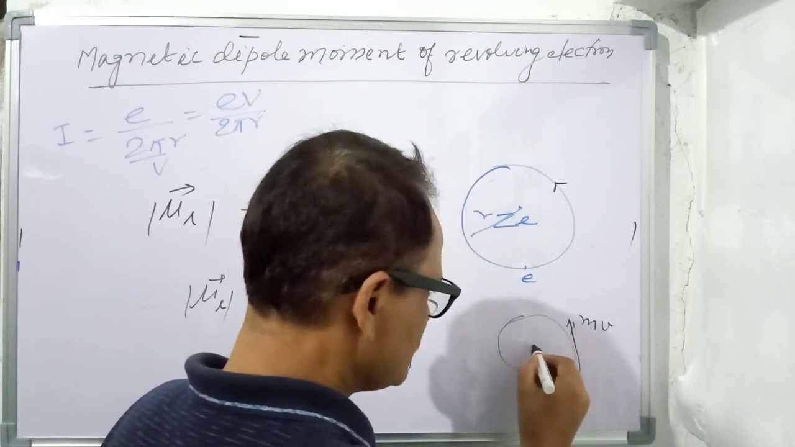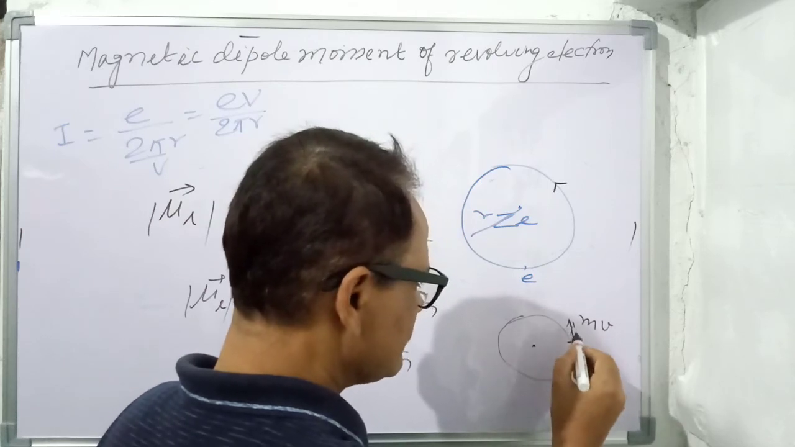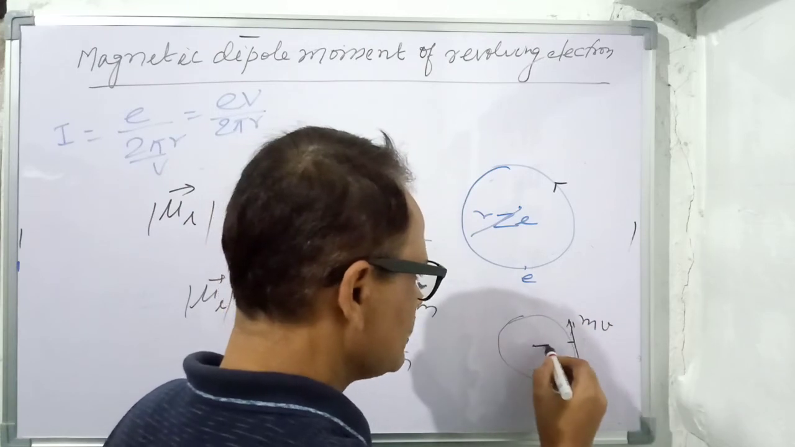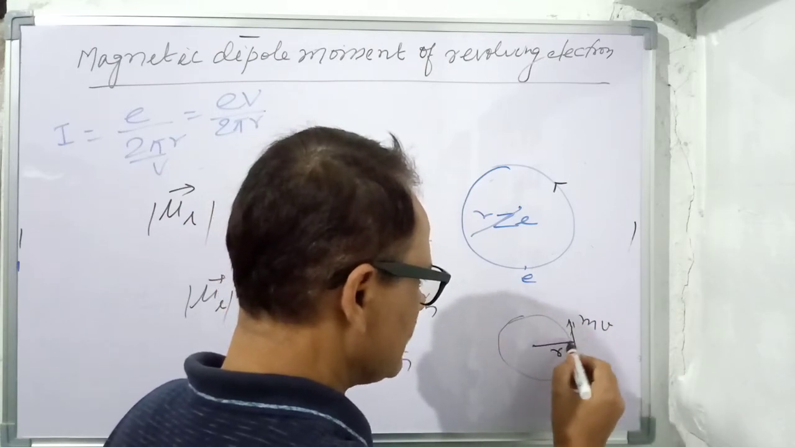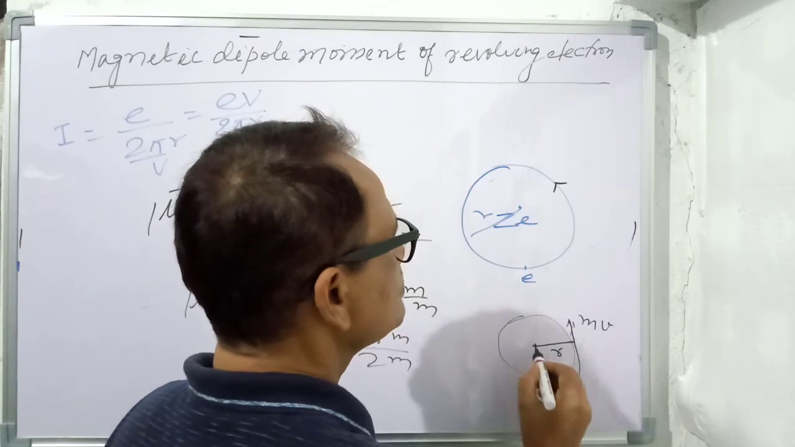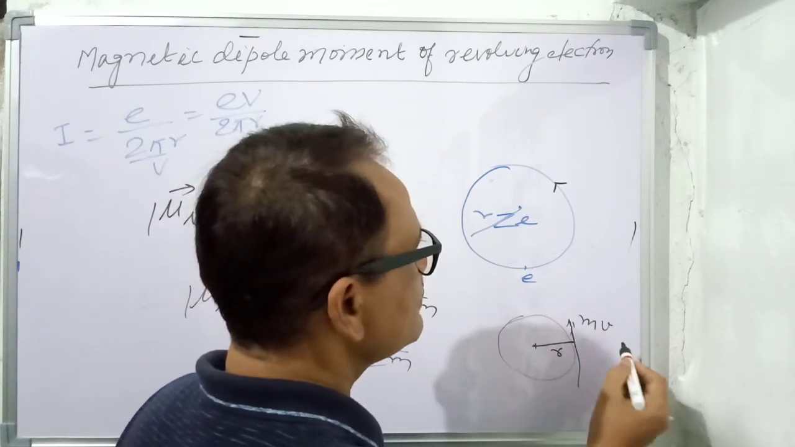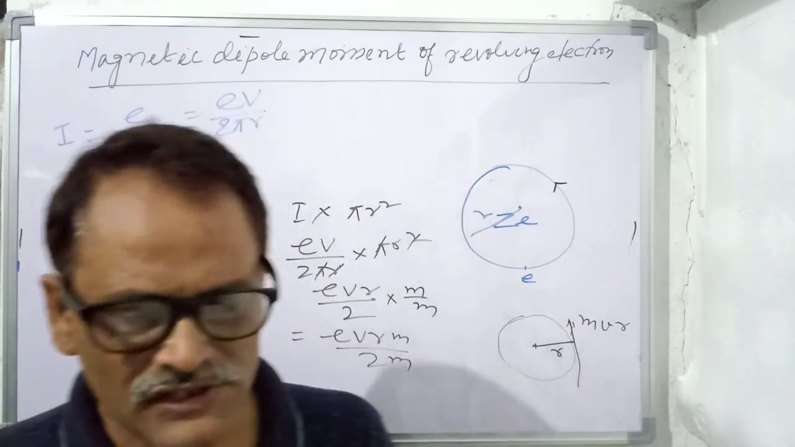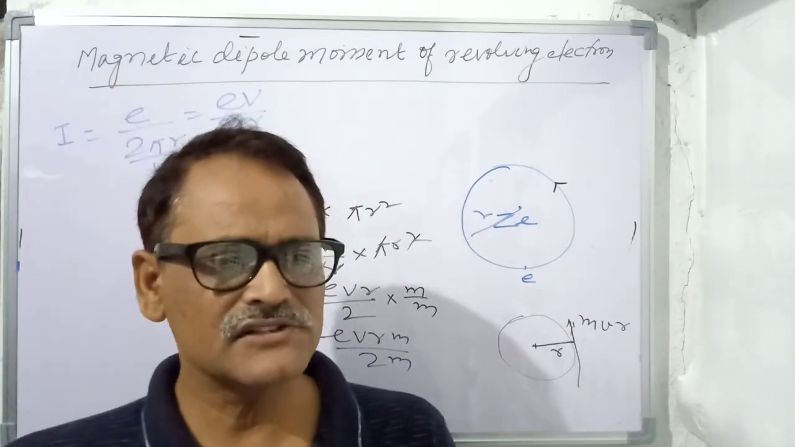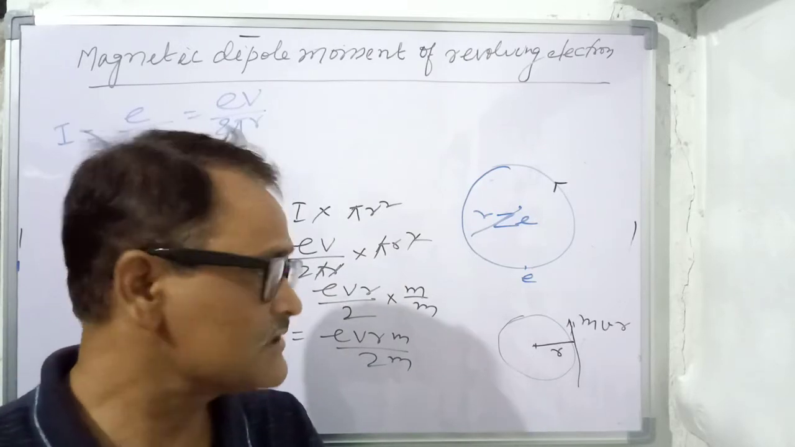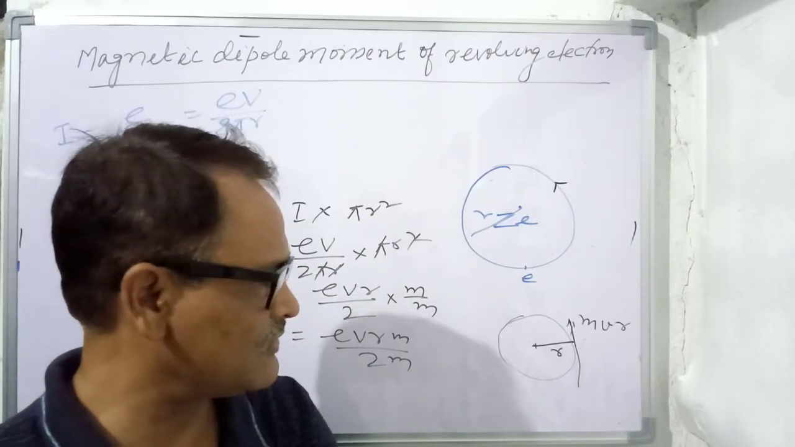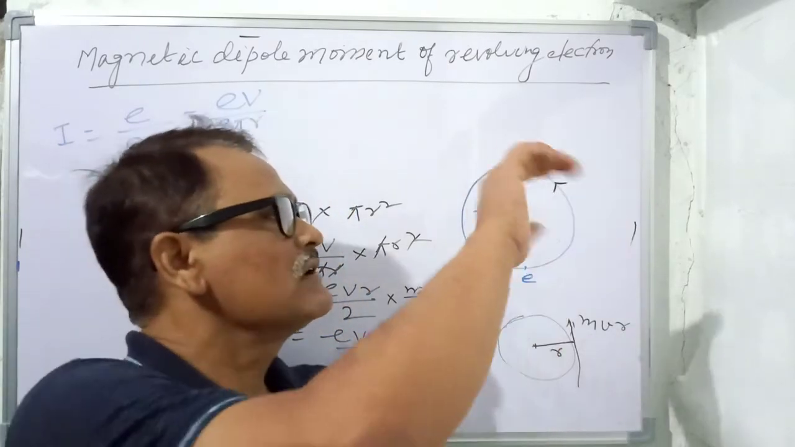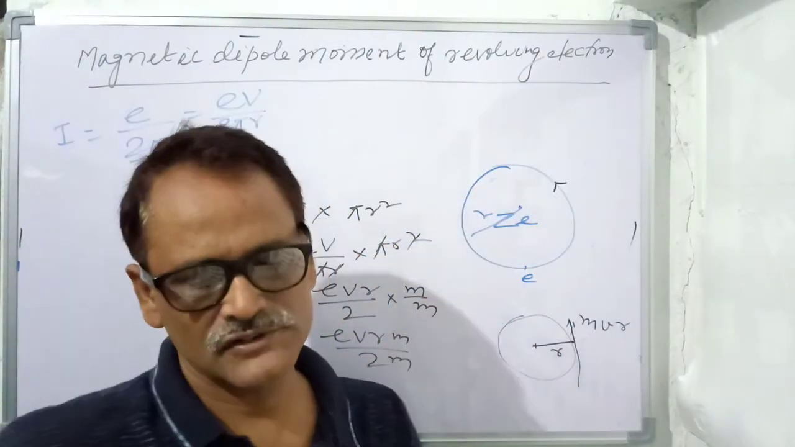So this is the axis, and at any instant the electron is moving in the tangential direction, so the angle between mv and r is 90 degrees, and so mv r sin 90 is equal to mvr. It is the angular momentum, and its direction is also taken as the direction of this movement. If it is moving in the anti-clockwise direction, it is the outward normal. If it is moving in the clockwise direction, it is the inward normal.